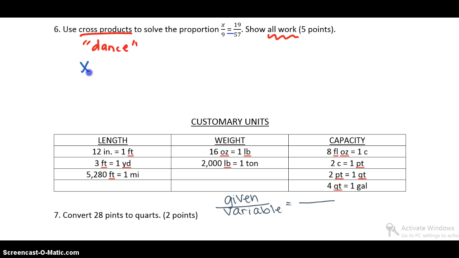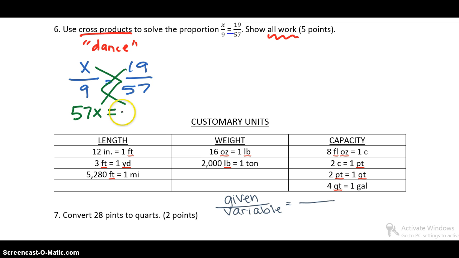So I'm going to reset up this proportion. x over 9 equals 19 over 57. I'm going to do my cross product, my shoelace method there. x times 57, 57x. We have to make sure we keep that equal sign there. That's very important. And then 9 times 19 is 171.